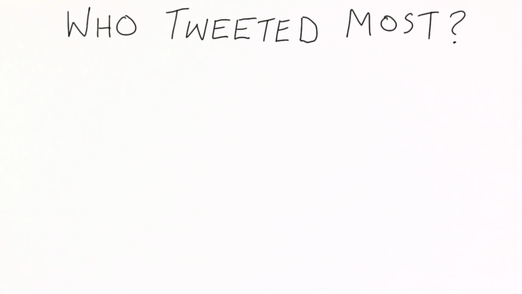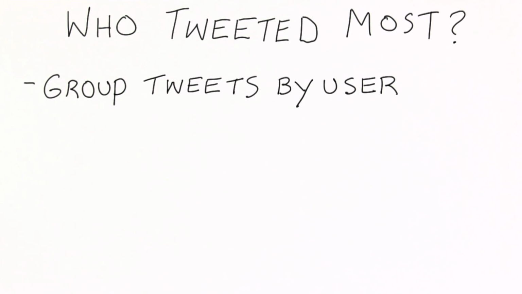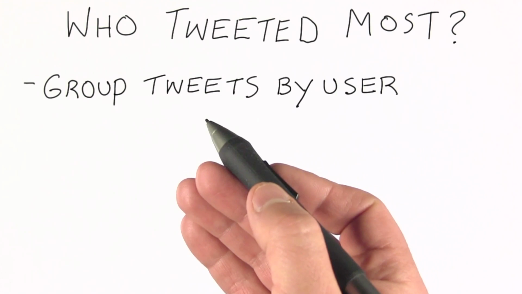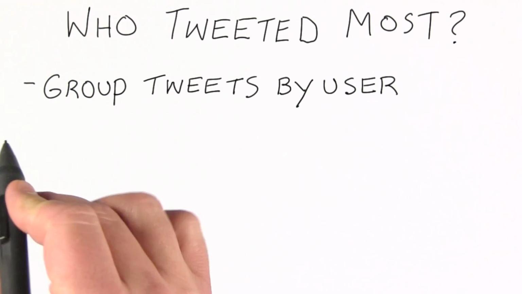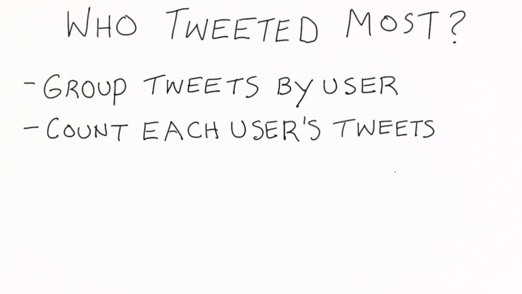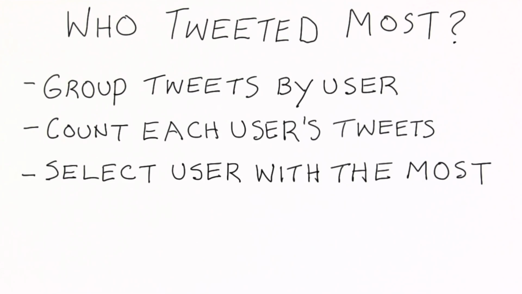So given the way our data is laid out, the first thing we're going to want to do is group the tweets by user. Remember, each tweet has the user as a field within it. Then we're going to want to count each user's tweets. And finally, select the user with the most tweets. Now, let's rethink this third step.